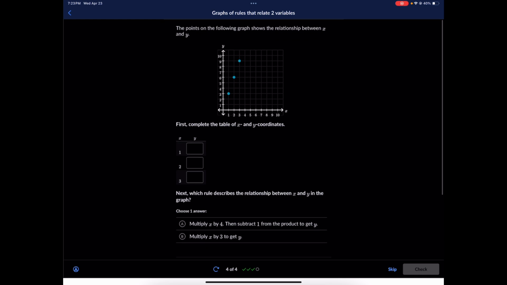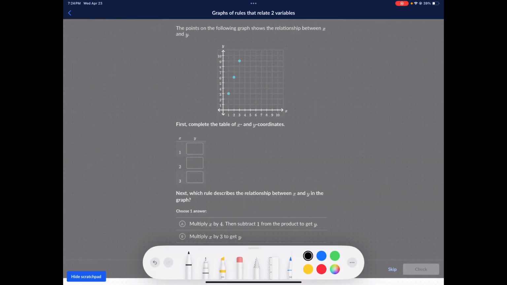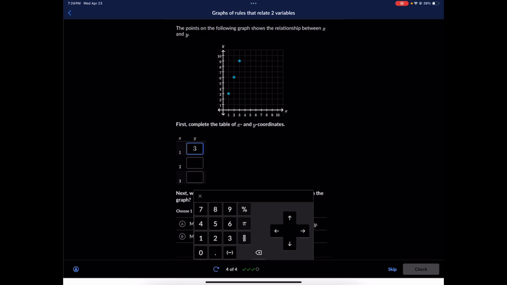Okay, we have only one more problem with this one. The points on the following graph show the relationship between x and y. First, complete the table of x and y coordinates. Next, which rule describes the relationship between x and y in the graph. Okay, so we have to find 1. So if we're going down, that's 1, right? Now if we go to the left, because it's positive, what will it be? Y is 3. Good job.